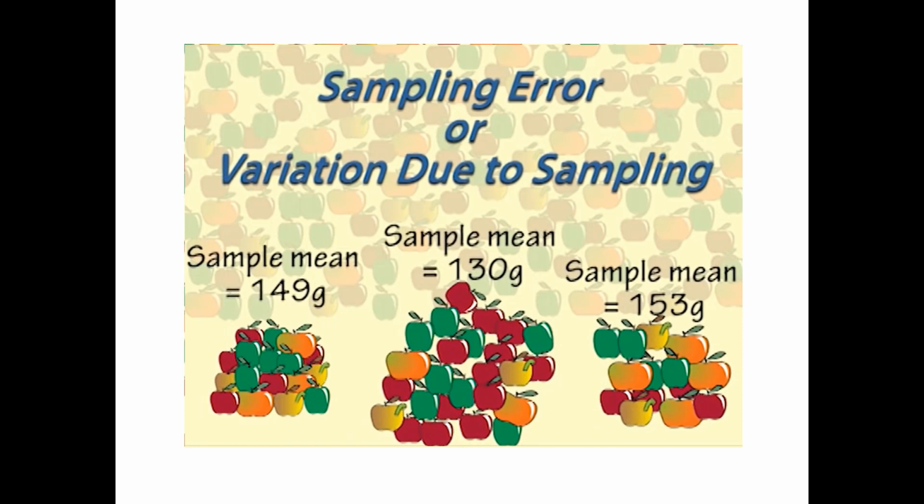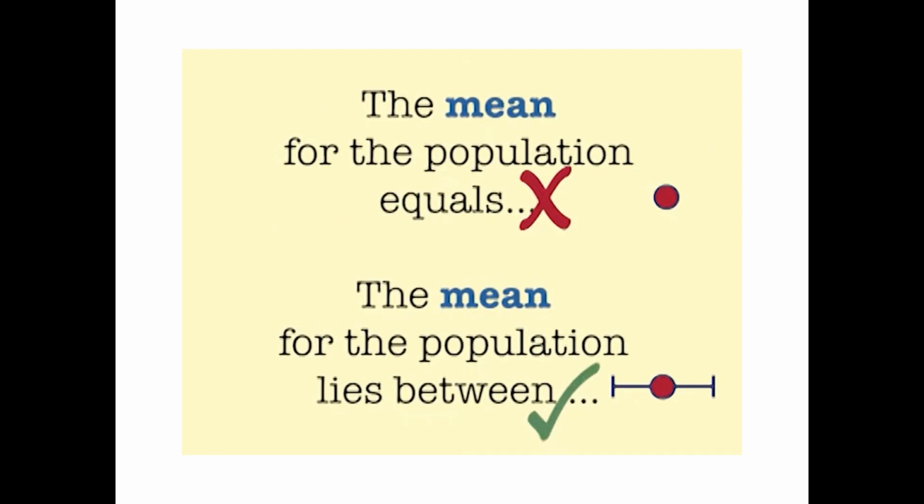When we are talking of confidence intervals, when we are talking of predicting the mean of the population, we always talk in terms of confidence intervals. We never say that the mean is 149 grams. We never say that the mean is 130 grams. We never say that the mean is going to be 153 grams. What we say is we give a range, and that range is called a confidence interval. So we can give a range saying that our population mean could lie between 145 grams to 155 grams.